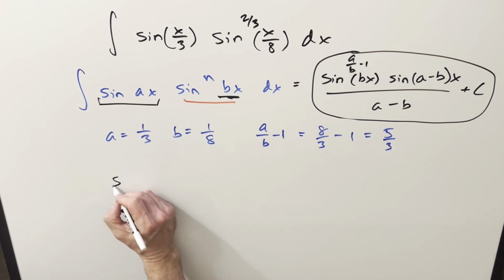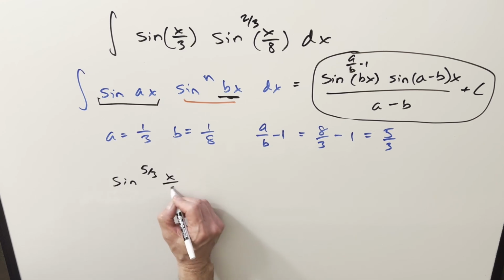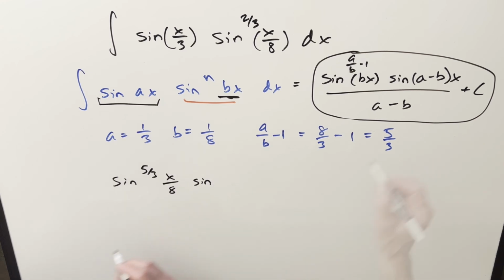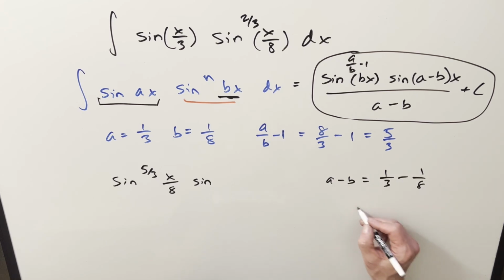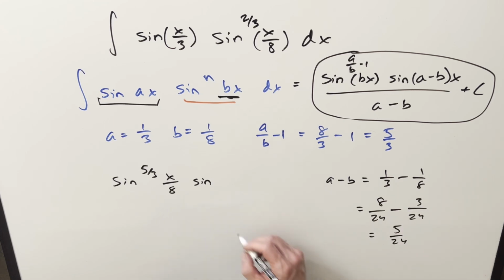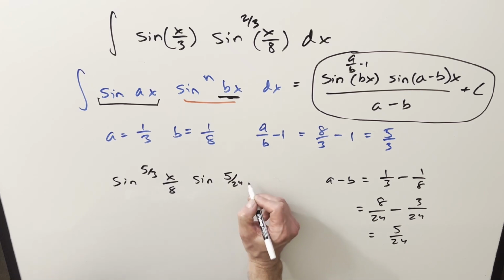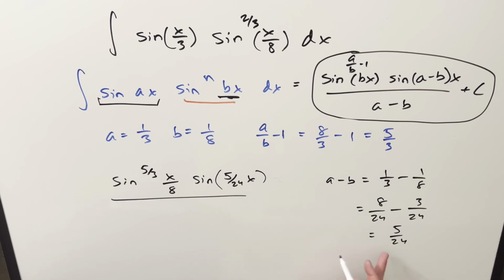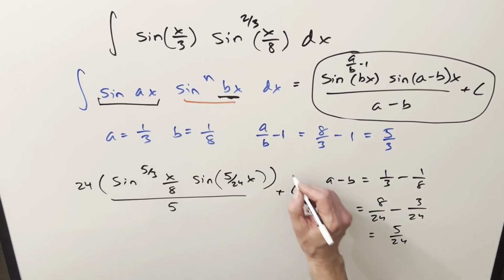So using the formula, what we get is going to be sine to the 5/3, b is 1/8, so we get x over 8, sine, and I forgot we should get the a minus b value, so 1/3 minus 1/8. Get a common denominator, that's going to be 8/24 minus 3/24 equals 5/24. So this will become sine of 5/24 x all over 5/24. We can flip it and write it as 5 and write a 24 in front like this, plus c, and that's it.